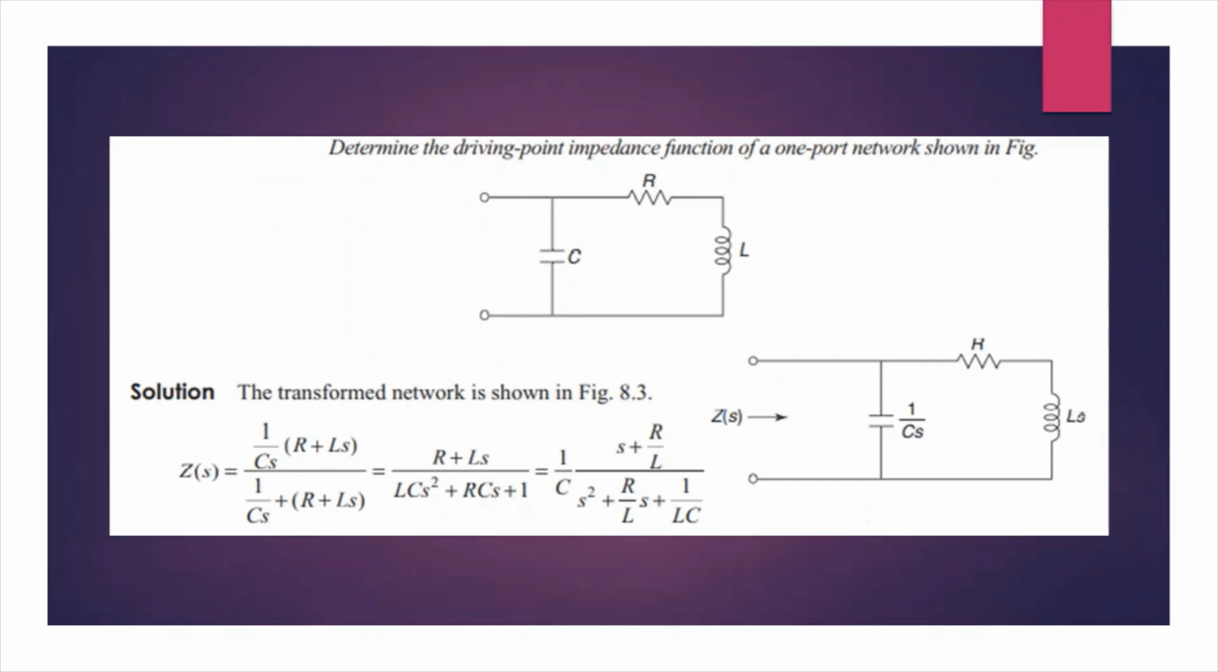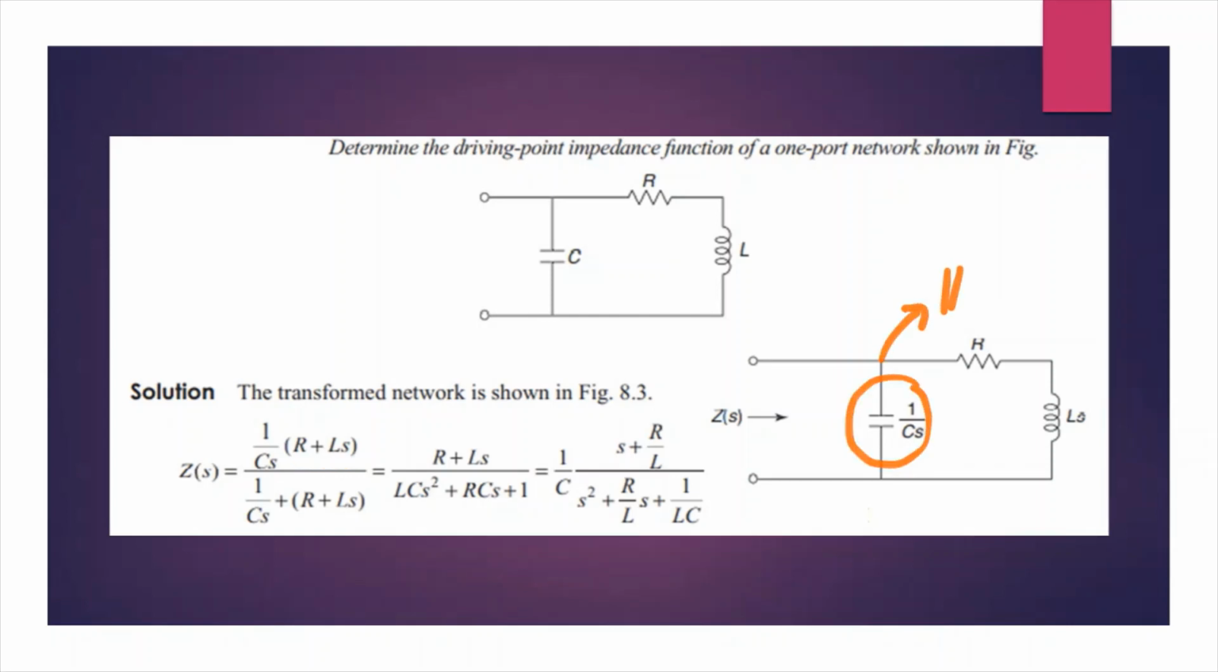Let's take a simple example. Suppose you are asked to find the driving point impedance function, Z of S, of this one port network. Here it is very simple. We have this inductor in series with the resistance, so we just add them, and that combination is in parallel with the capacitor.